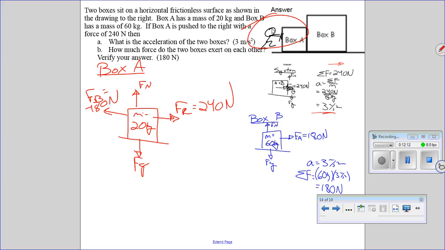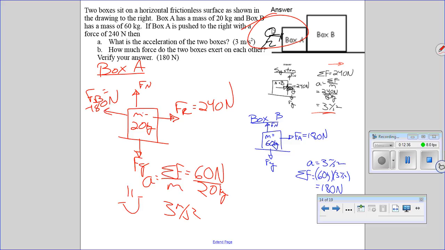All right, are there any other forces? That's it. So what's our net force going to be here? Let's see, 240 minus 180, our net force is 60 newtons. And therefore my acceleration is going to be 60 over 20, which is 3 meters per second squared. Why am I happy? So we've got the same answer.